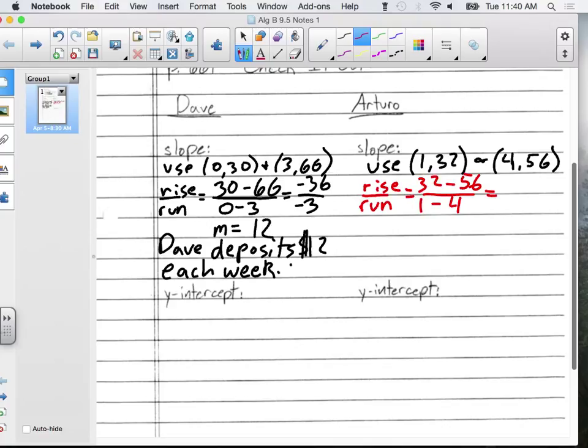32 minus 56 is what? Negative 24. Does everyone agree with that? Yeah. Okay, 1 minus 4, excuse me, is negative 3. So what's negative 24 divided by negative 3? 8. So that means our slope for Arturo is 8. What does that really say about the situation? Each week it gives a positive 8. Right, so Arturo deposits $8 each week.